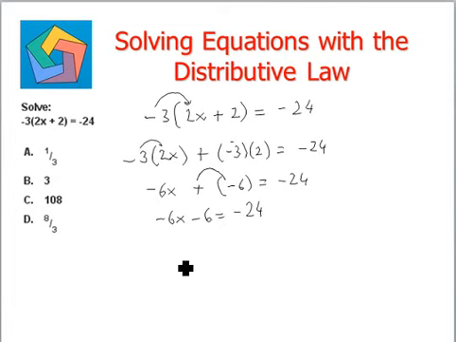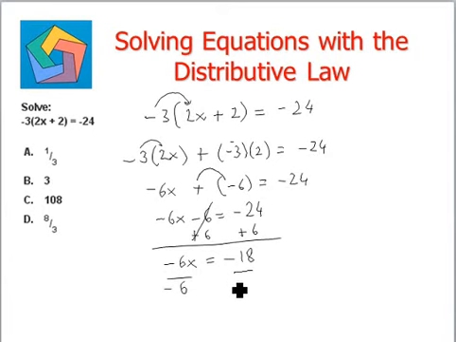To find out the value of x, we first add 6 to both sides to make the negative 6 a 0. This becomes 0. Negative 6x equals negative 18. Now to find out the value of x, we divide by negative 6 on both sides. This becomes 1. x equals negative 18 divided by negative 6, which is a positive 3. This is the final answer. This can be seen in option B.